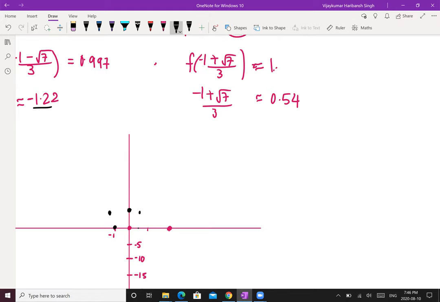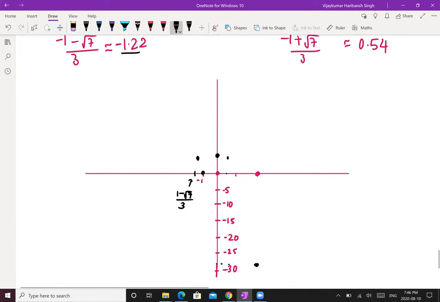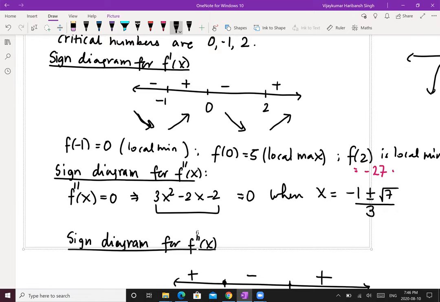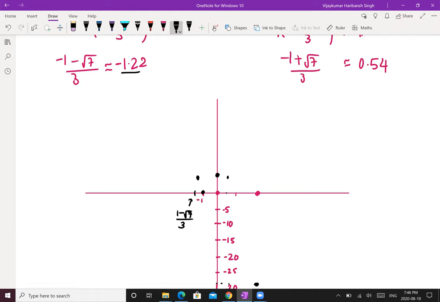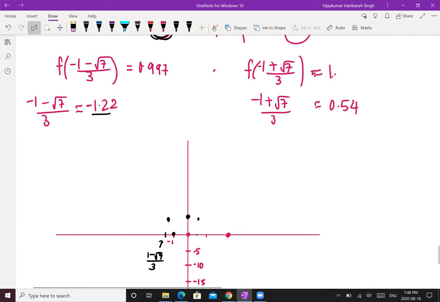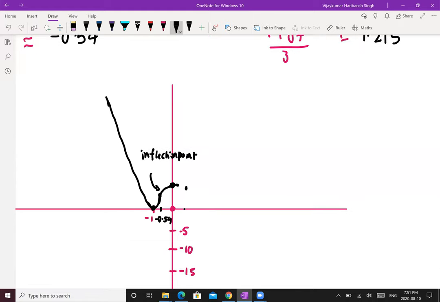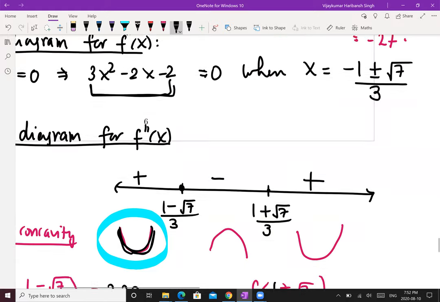So let's see. Before minus 1 minus root 7 by 3, the function is concave up. So it is decreasing all the way until minus 1, but it's concave up before this. After 5, 0, the function starts decreasing, all the way until what point? It starts decreasing, but we should mark the inflection point now.